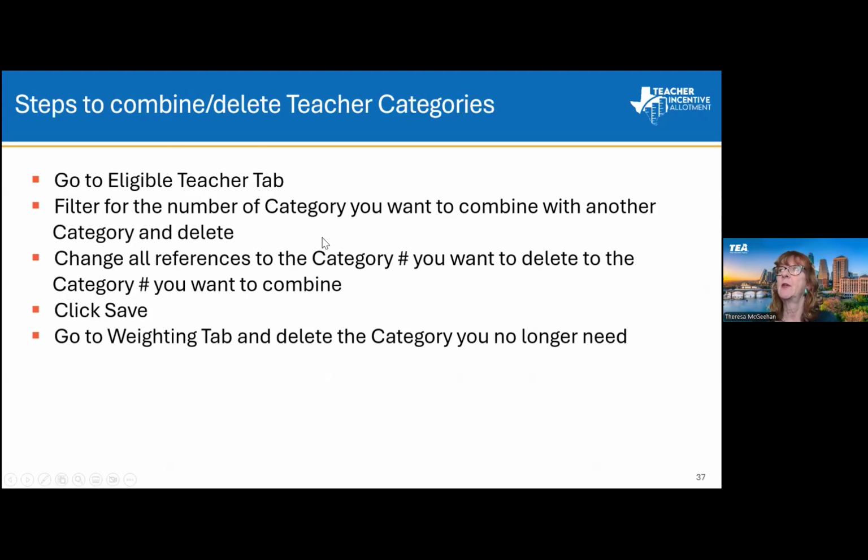And here are the steps to combine or delete teacher categories like I just showed you. You have to go to the eligible teacher tab first, search for that category, change all the references to the new category. Then after you click save, you can go back and delete it off of the weighting tab. So just a heads up about how the eligible teacher tab works.